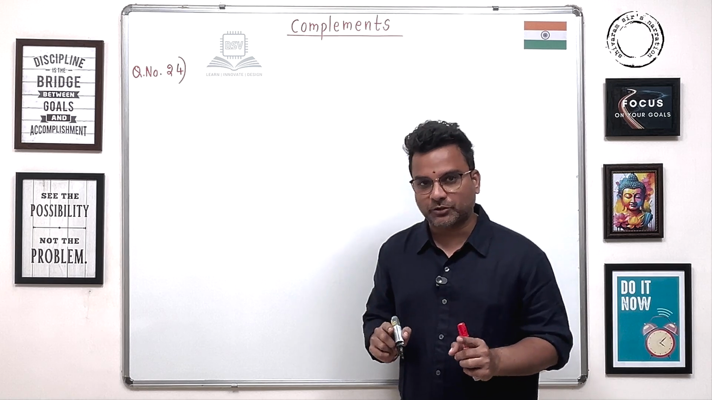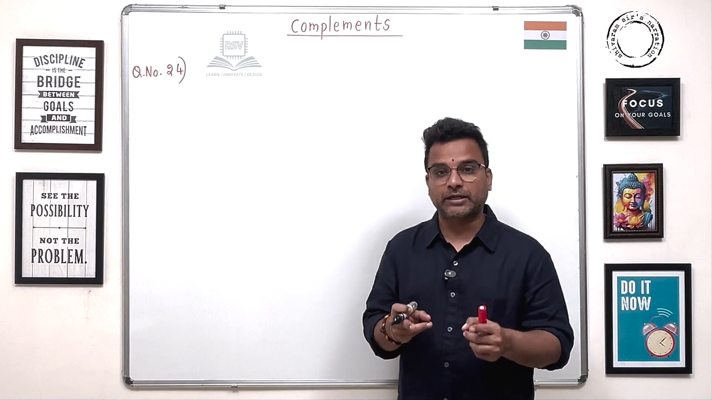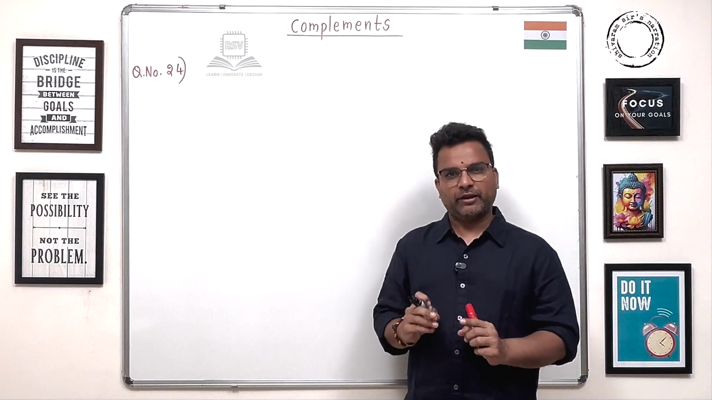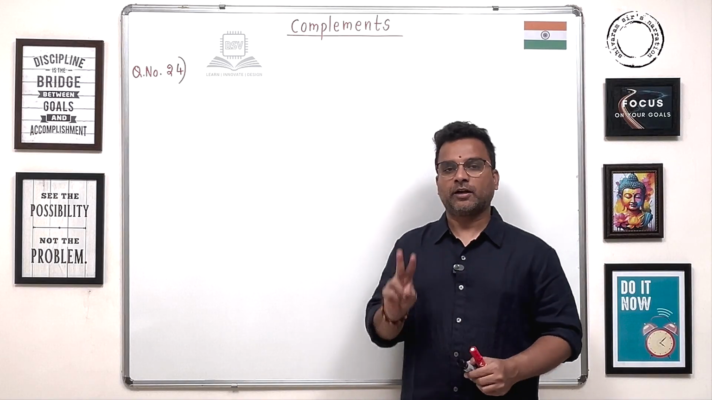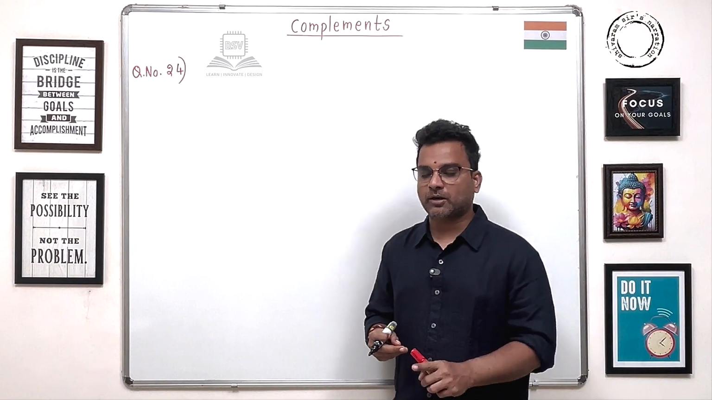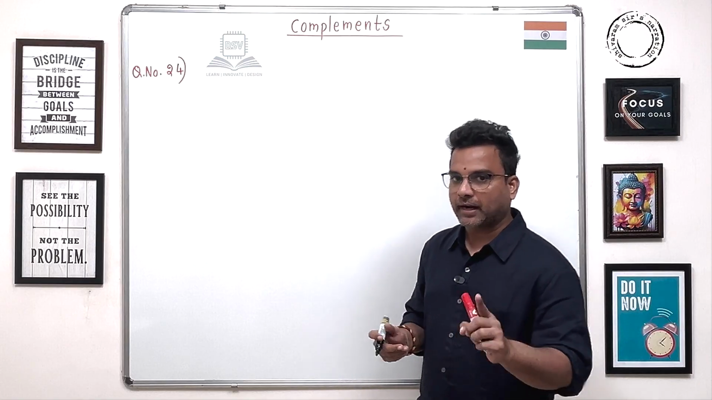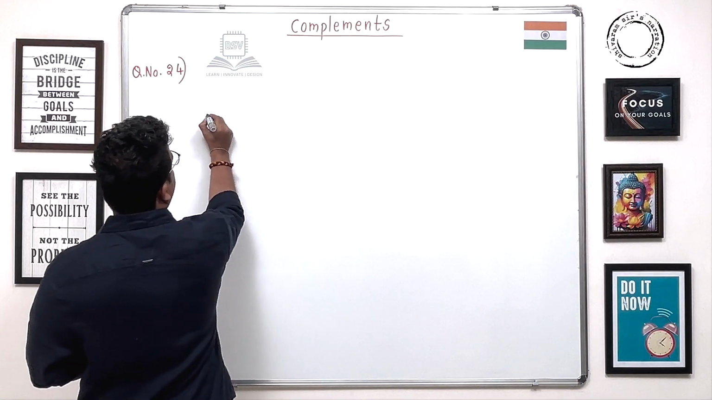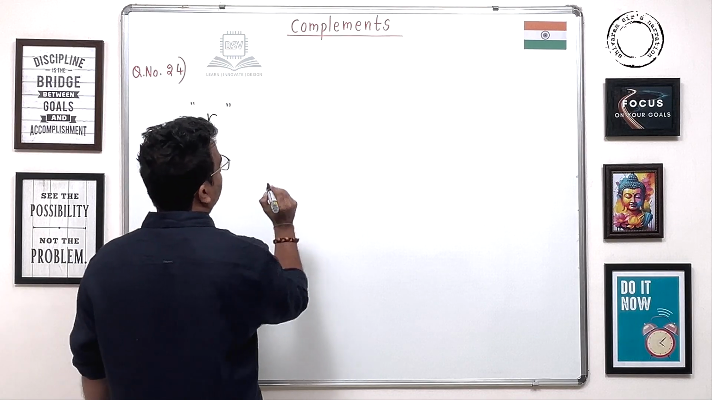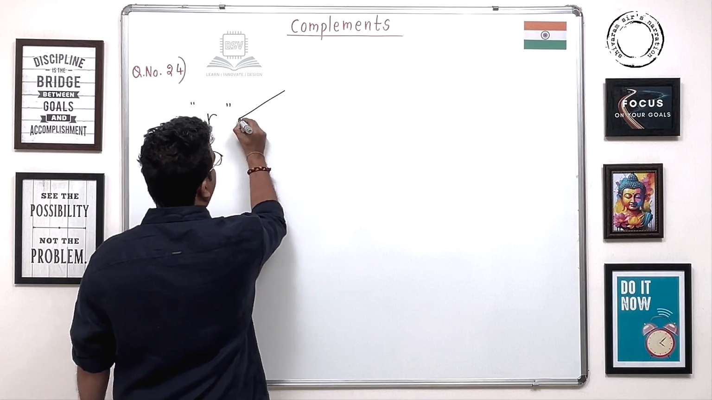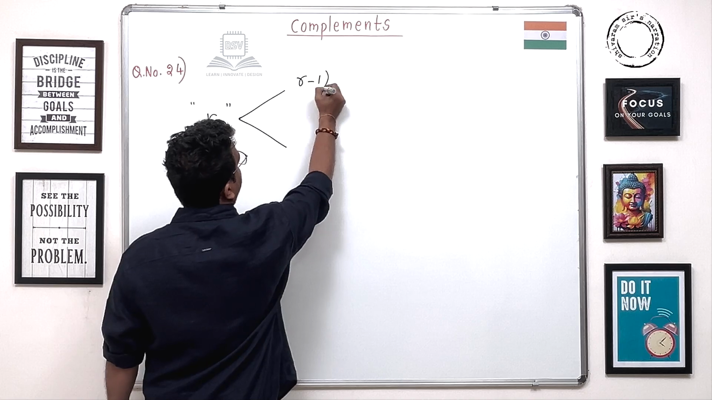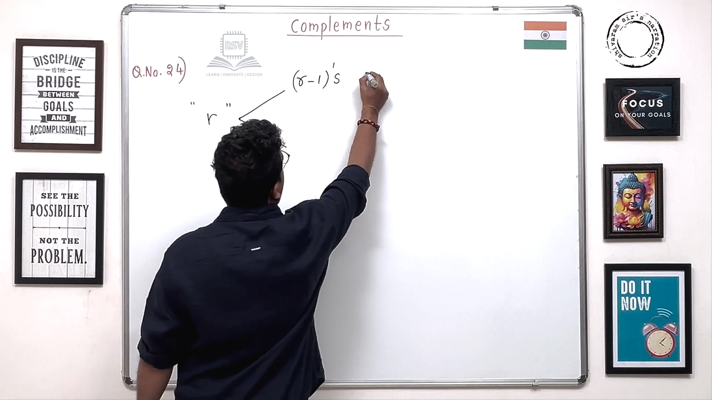Actually, complements are used to represent negative numbers. Remember, every number system has two types of complements. They are r minus 1's complement and r's complement. I repeat, a particular number system whose radix value is r has two types of complements: r minus 1's complement and r's complement.